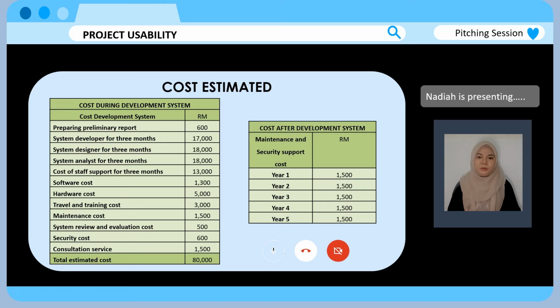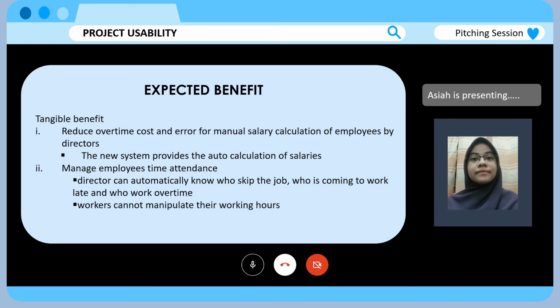Maintenance cost is 1,500, system review and evaluation cost is 500, and security cost is 600. And the last is consultation cost, which is 1,500. So the estimated cost for this project is 80,000. The next table is the cost after development of the system, which is the cost of maintenance and security support, and the cost for maintenance and security support is 1,500 for each year. Overall, this is the estimated cost for our project.